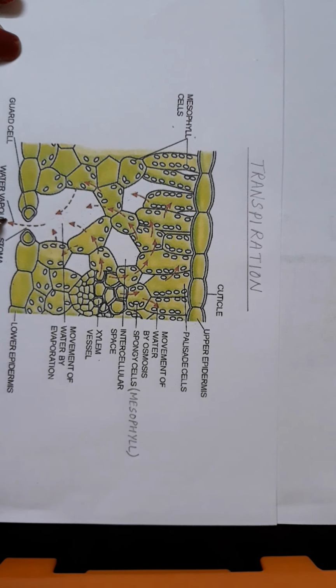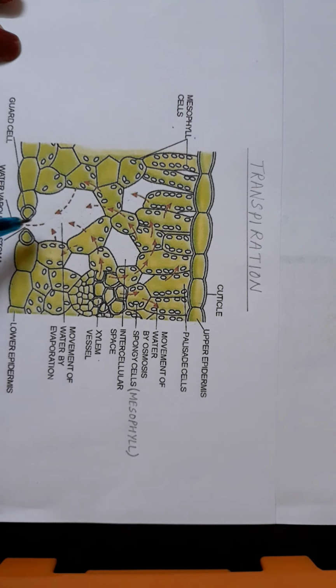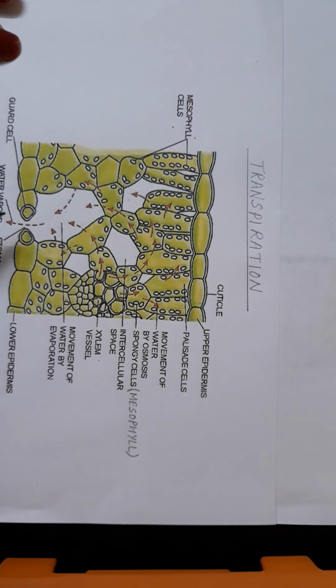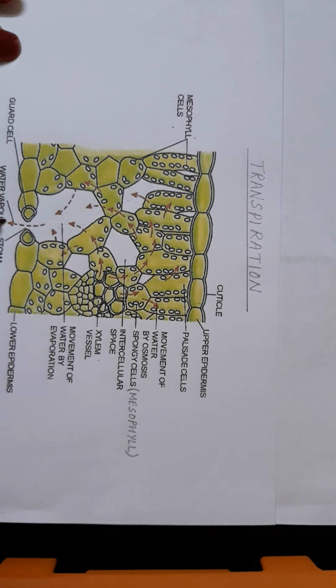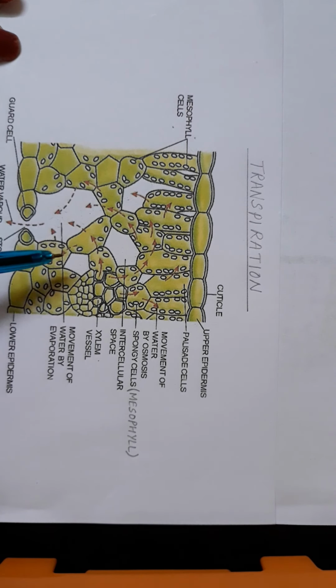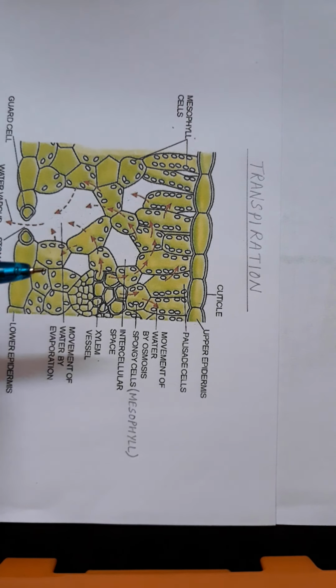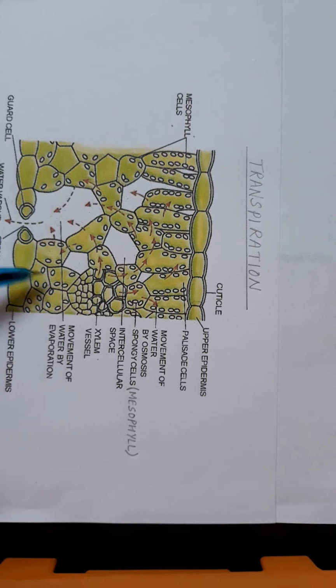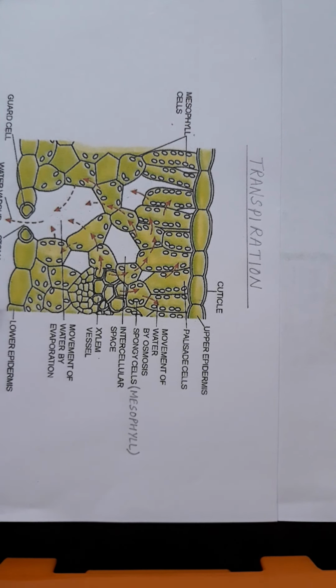So this causes the transpirational pull. This movement of water through stomata creates a transpiration pull, and because of this transpirational pull the water can be drawn up to a certain height. That's why transpiration pull is important for the conduction of water in tall trees. So this is how the stomatal transpiration takes place.